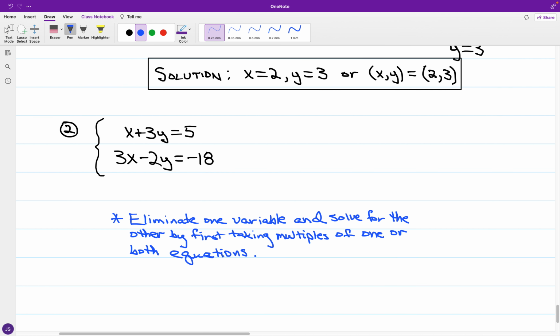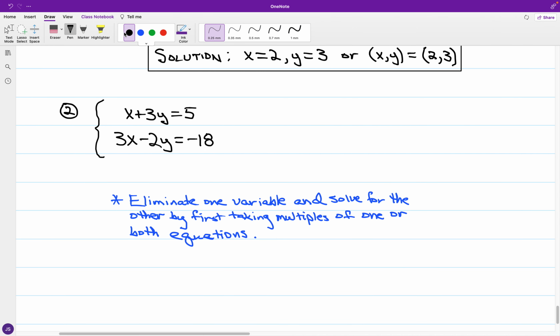Okay, so if we go back to what we have in the system, you have x plus 3y is equal to 5, and we have 3x minus 2y is equal to negative 18. Now, you have your choice: you can work with eliminating y to solve for x, or you can also eliminate the x terms and solve for y.